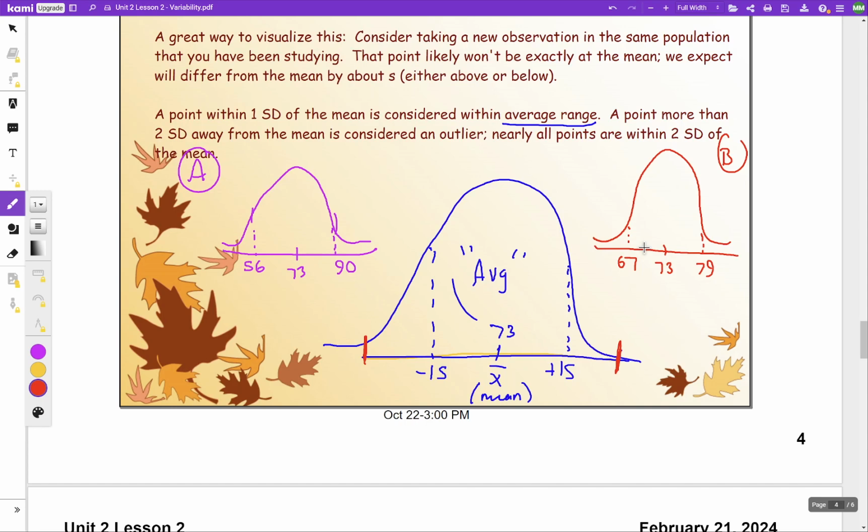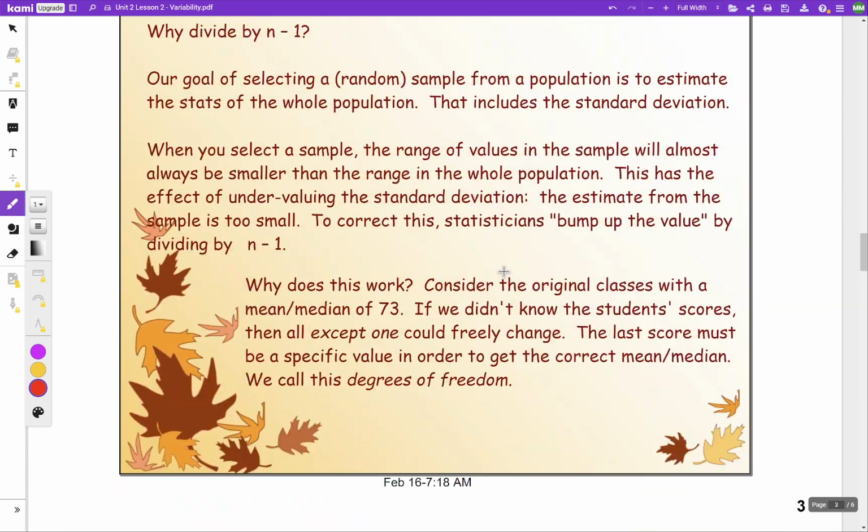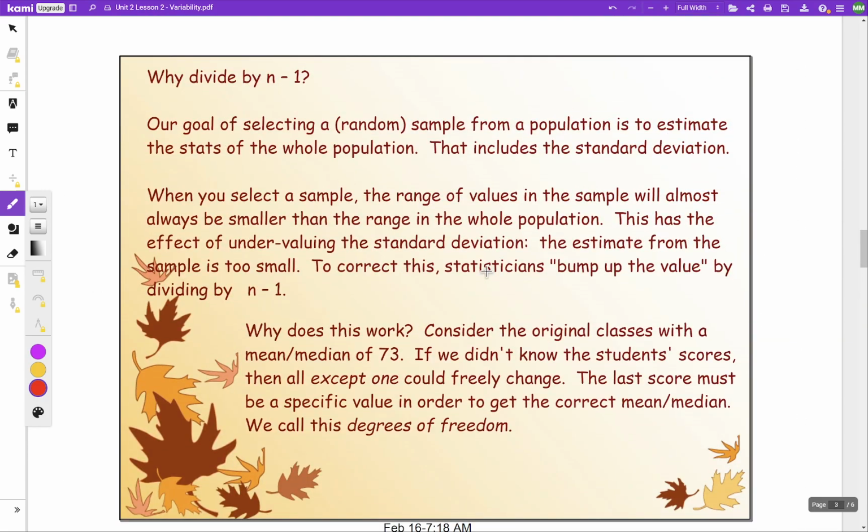So now what we can do is answer one final question here. What the heck is up with the n minus 1? We're creating an average, right? Standard deviation is a mean deviation. So why don't we divide by n, your sample size? Remember that our goal of selecting a sample, which we hope is a random sample, is to do that from a population and estimate the stats of the whole population. That includes not just average, but also standard deviation as well.